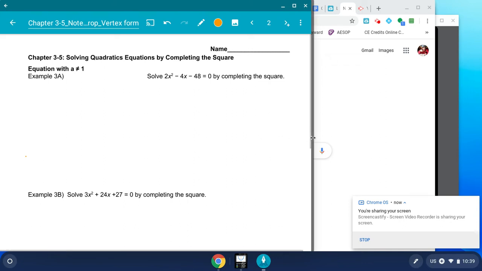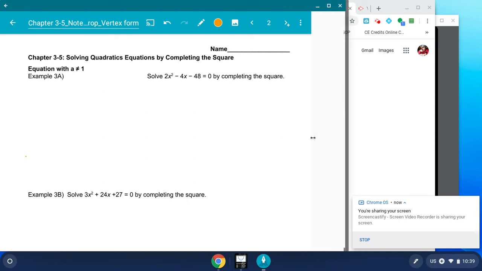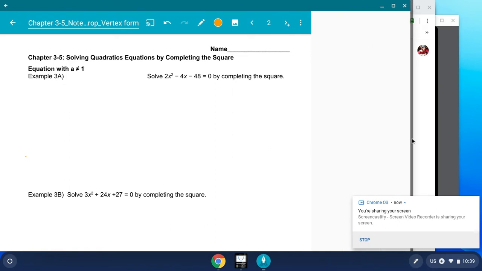Hey guys, this is the second part of lesson 3.5, which is solving quadratic equations by completing the square.